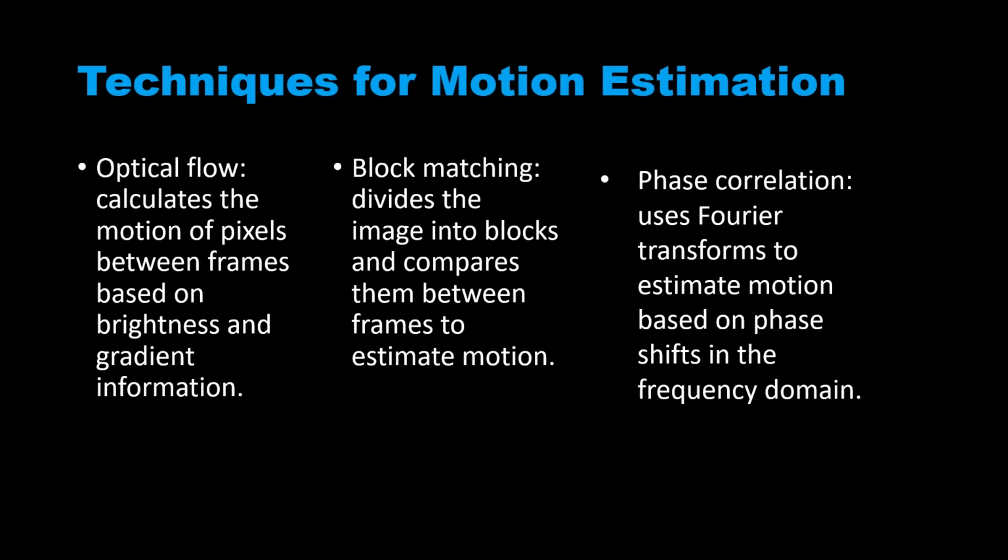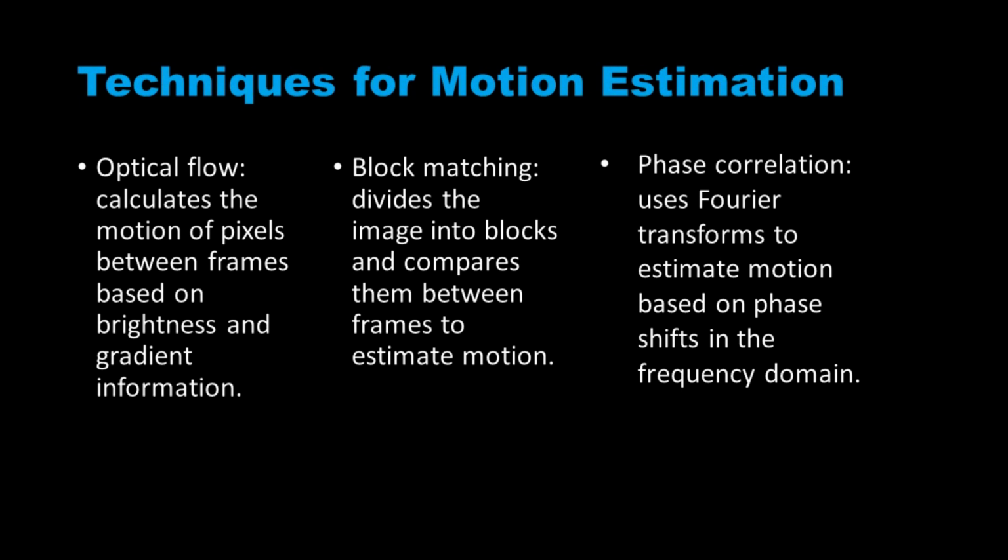Here are some common motion estimation techniques. Optical flow calculates pixel motion between frames using brightness and gradient information. To estimate motion, block matching divides the image into blocks and compares them between frames. Phase correlation uses Fourier transformation to estimate motion based on frequency domain phase shifts.